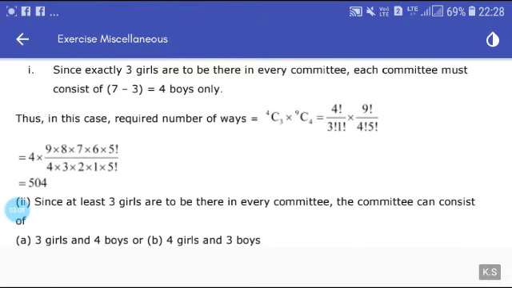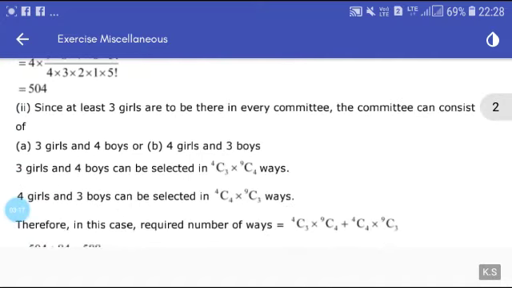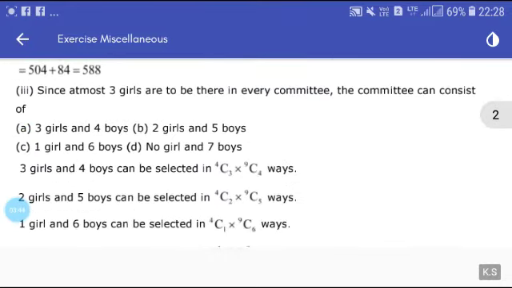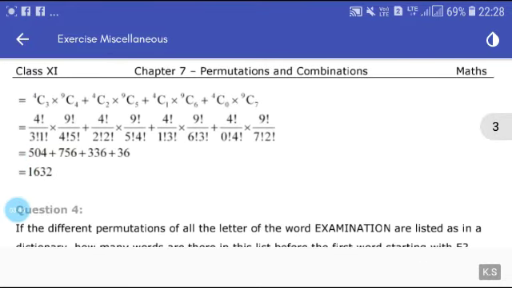Similarly, in the second case, at least 3 girls. Since at least 3 girls are to be there in every committee, the committee can consist of 3 girls and 4 boys, or 4 girls and 3 boys. So 3 girls and 4 boys can be selected in 4C3 into 9C4 ways, and 4 girls and 3 boys in 4C4 into 9C3 ways. The required number of ways is 4C3 into 9C4 plus 4C4 into 9C3, and after calculation our value becomes 588. Similarly, you try the third one by yourself.